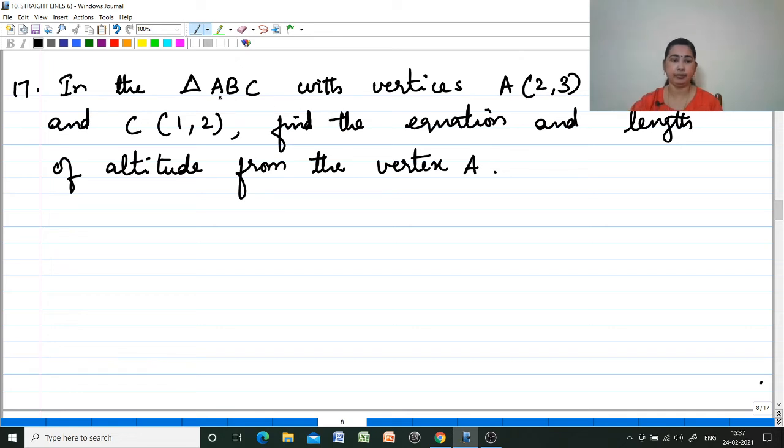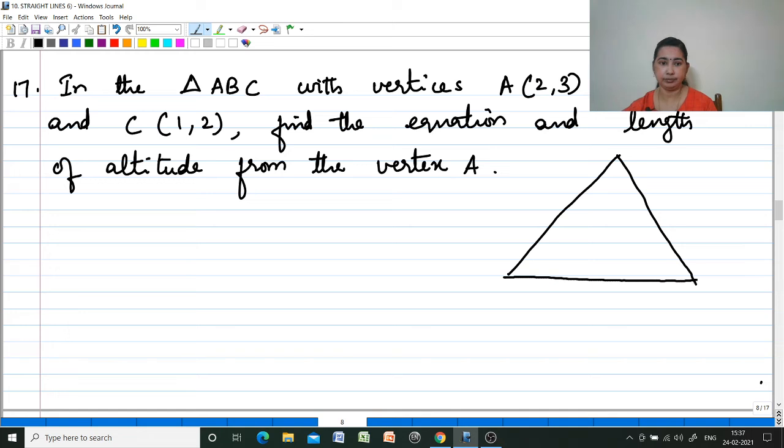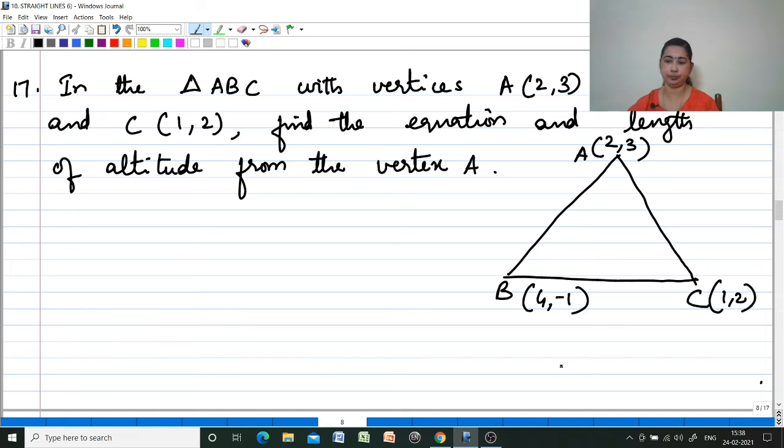Now next one, in the triangle ABC with vertices A (2, 3), B (4, -1) and C (1, 2), find the equation and length of the altitude from the vertex A. So in this triangle ABC, A is (2, 3), B is (4, -1) and C is (1, 2). We have to find the equation as well as the length of the altitude from the vertex A.